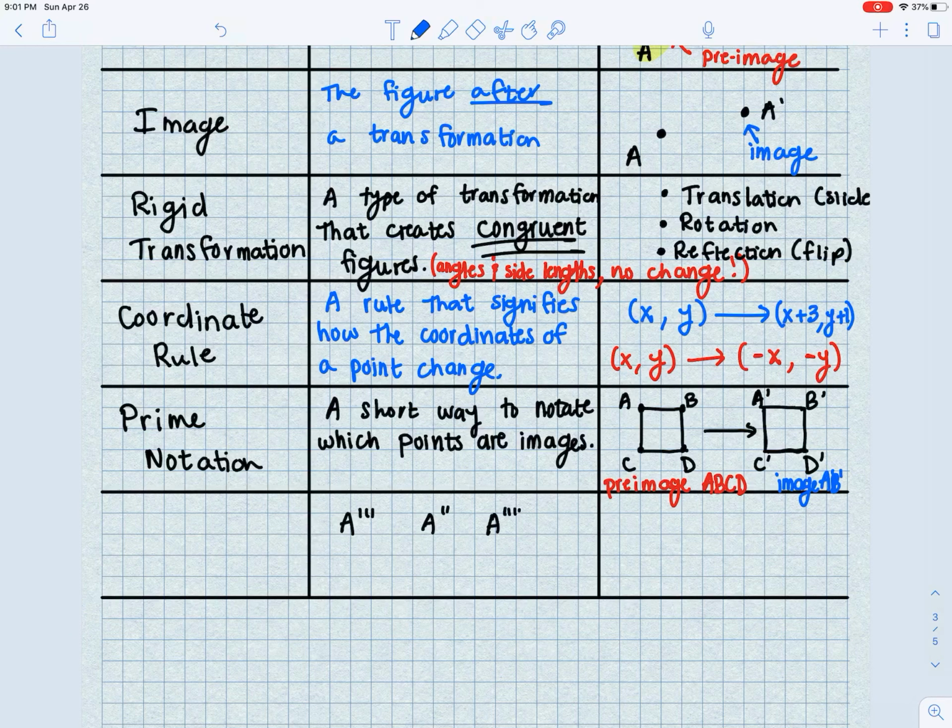I'm gonna run out of space here. Actually, let me write it below. So the image, A prime, B prime, C prime, D prime. And that's exactly how you write it.